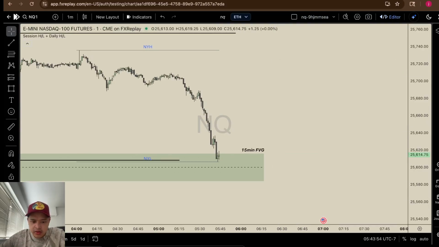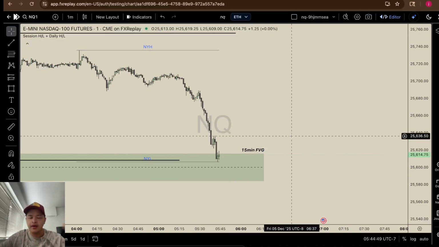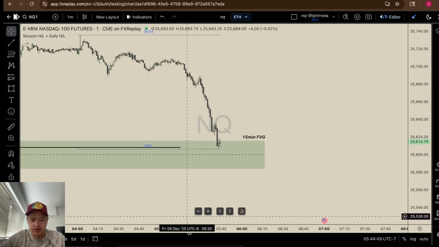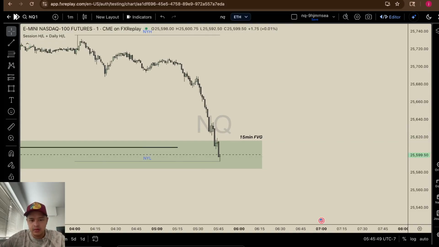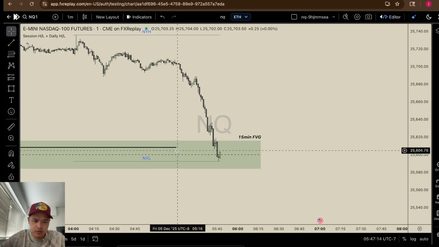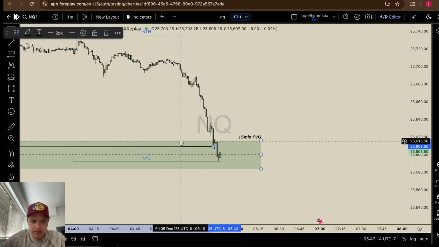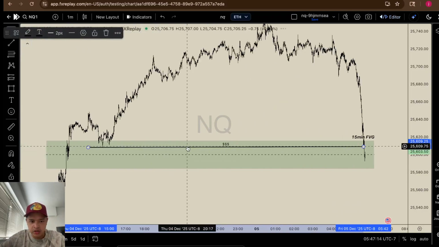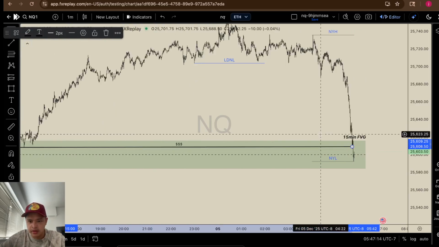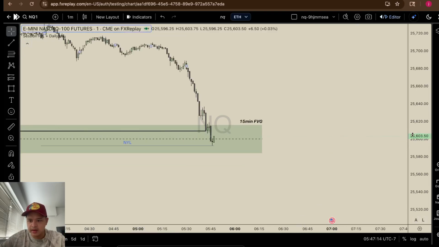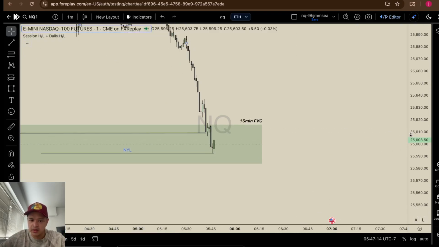I want you guys to notice what's going through my mind when I'm looking for these setups. Okay, we swept London. We swept this external low, and it looks like we swept Asia low somewhere up here, right? From earlier, we swept Asia low. We swept that external low. So we already swept 2 liquidities, right?